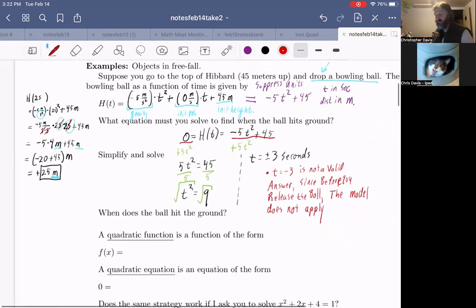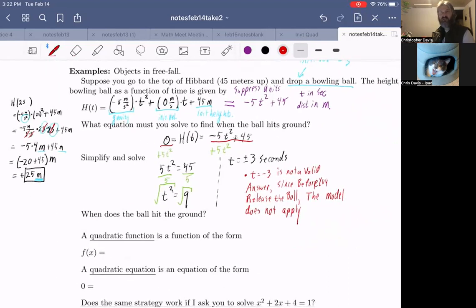Right, so what would plugging in -3 seconds mean? That would mean like 3 seconds before you let go of the ball. So this would say that 3 seconds before you even let go of the bowling ball, it has already landed. And before that, it travels up to your hand and then back down to the ground.